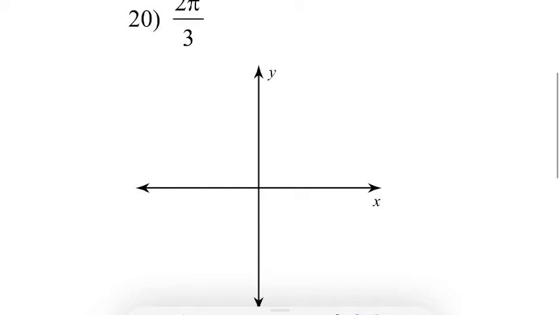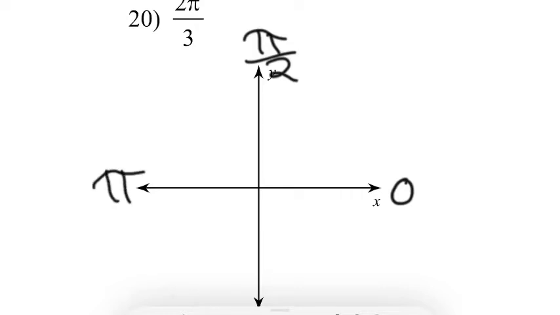For 20, we have 2 pi over 3. If you need to label your axes or the barriers of your quadrants, so 0, pi over 2, pi, and 3 pi over 2. So 2 pi over 3 is past a half of a pi.